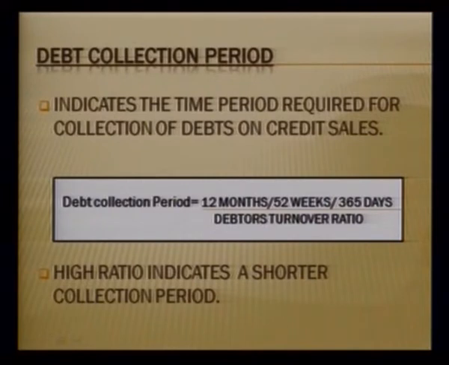So, the debt collection period depends upon whether you want to compute it in terms of months, days or weeks. So, 365 days, or 52 weeks, or 12 months divided by the debtors turnover ratio that you have computed. So, for the debt collection period, first of all we have to calculate the debtors turnover ratio, because until and unless you compute it, we cannot compute the number of days or weeks that are required to get back your cash from your debtors.